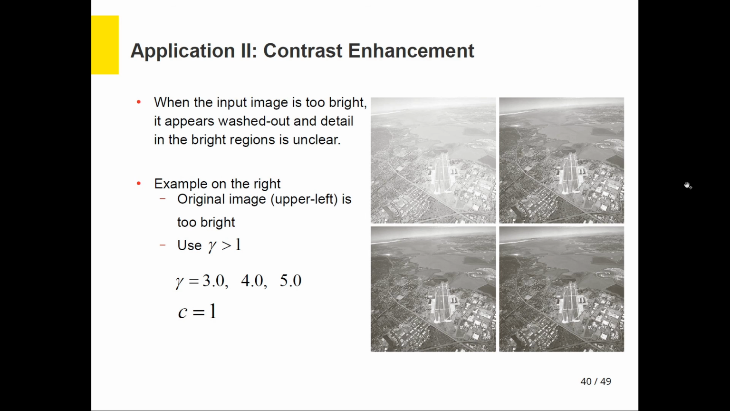So let's go for a reverse example. Let's assume we have this image which is very bright, and because it's too bright, it appears very washed out, and details in bright regions are very unclear. To correct this image, we can use a gamma value of greater than 1. So here you see 3 results that are created using gamma values of greater than 1. This one is with a gamma value of 3, this one is with a gamma value of 4, and this one is with a gamma value of 5.